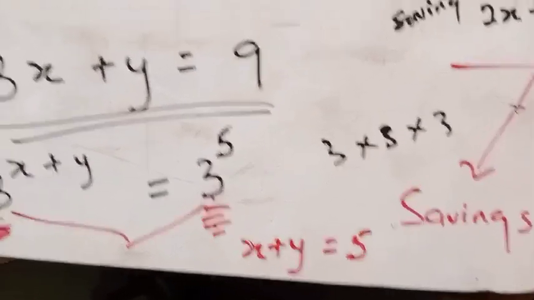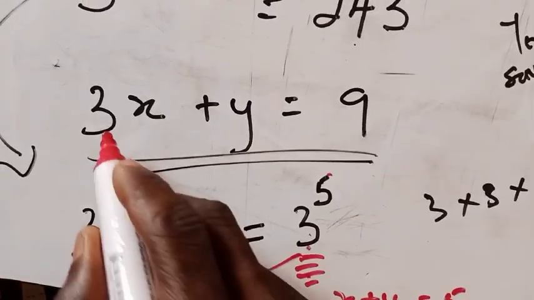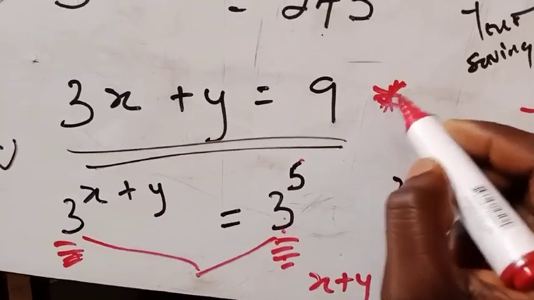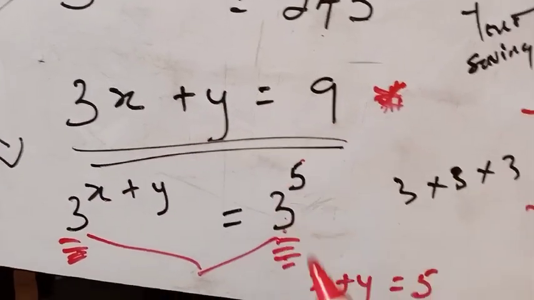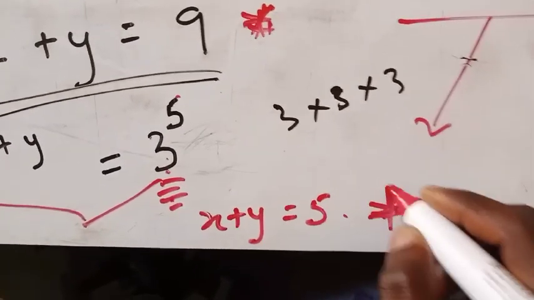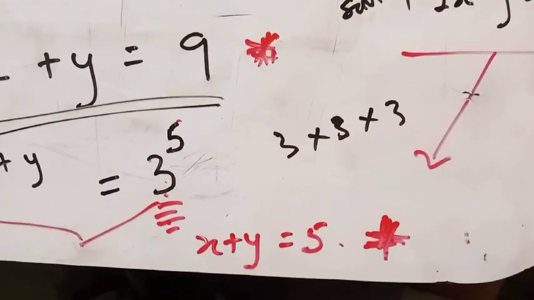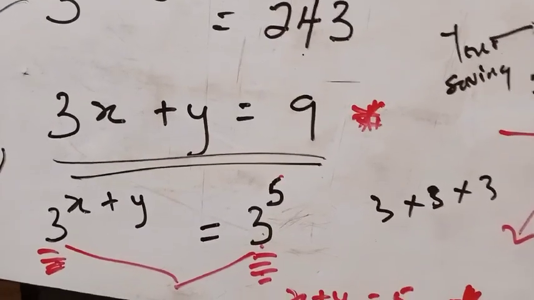If that is the case, then we can easily solve this equation here, 3x plus y equal to 9, and then we can solve this one as well, using what we call simultaneous equations. So you must know how to solve simultaneous equations by their methods.